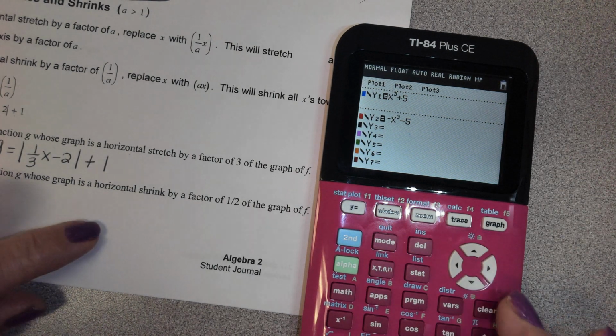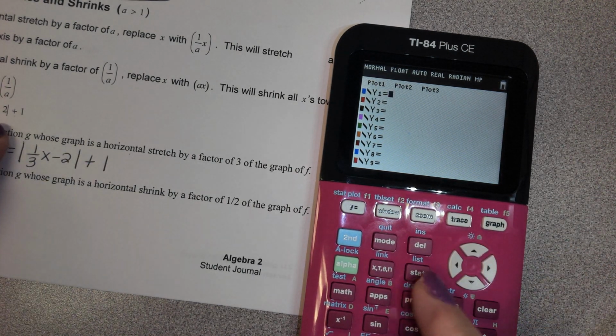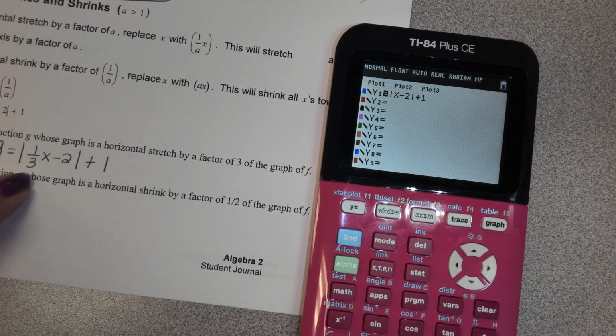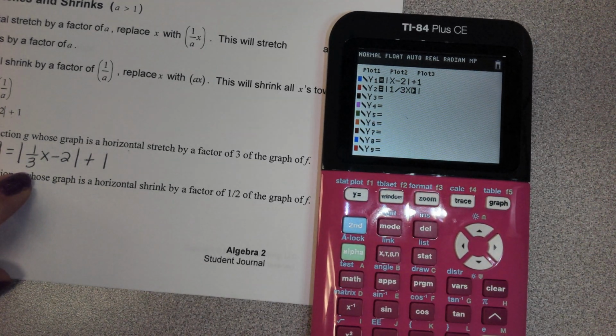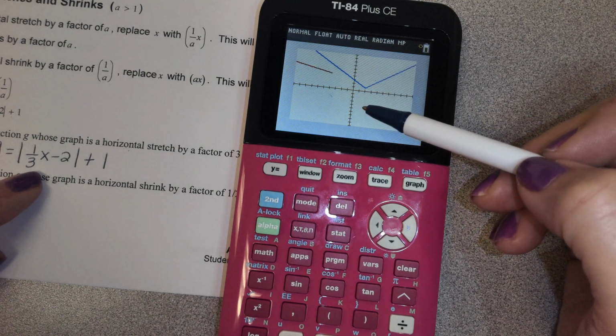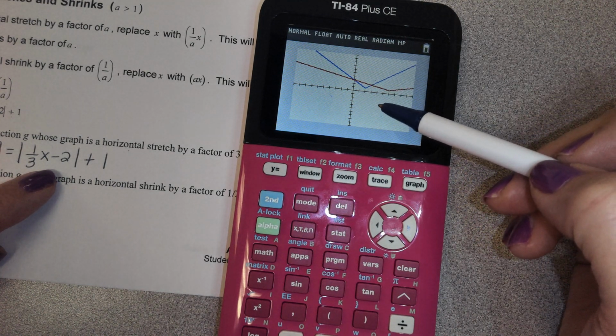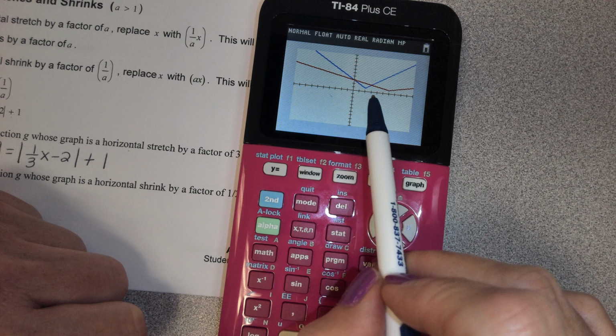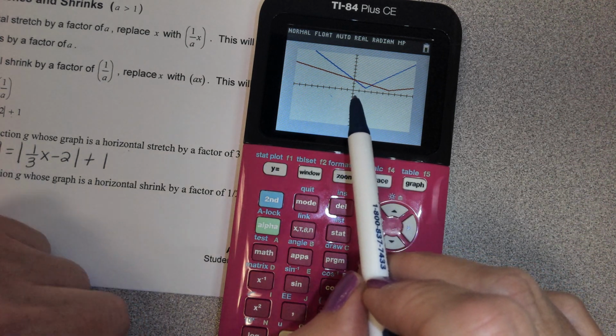And that should do a horizontal stretch by a factor of 3. It doesn't seem like it would, does it? But let's look. Math num, absolute value, x minus 2, that's our original, plus 1. Going down here, math num, absolute value, 1 divided by 3x minus 2, get out of there, plus 1. Okay, graph it. Here's the original, and here's our new one. We wanted a horizontal stretch by a factor of 3. What that does is it makes everything stretch away from that axis by a factor of 3.